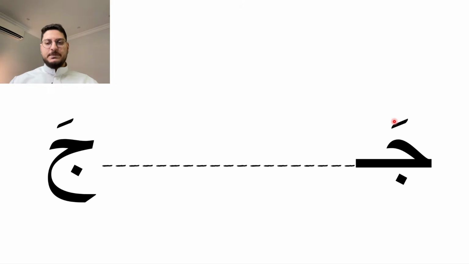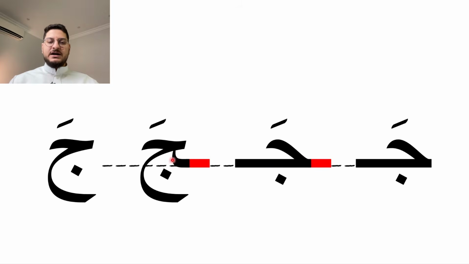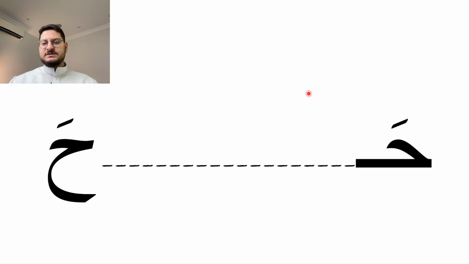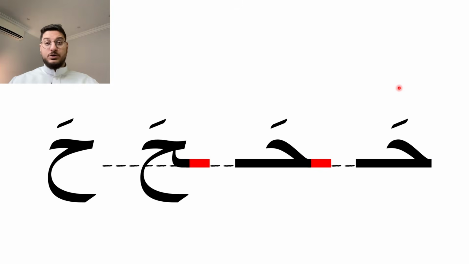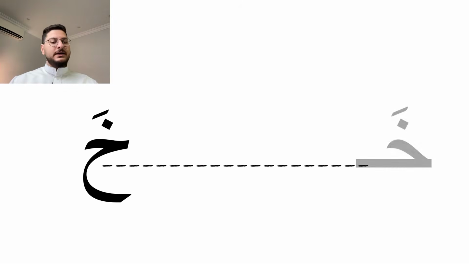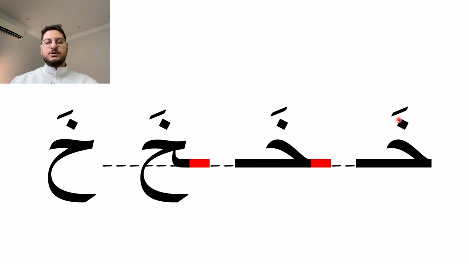So this is Ja. Now, if Ja needs to connect to the right, then we will have these 2 shapes with an arm to the right. And again, I want you to notice how this part is looking. It looks more like a wave, right? Ha looks exactly the same. We will still have this wave in here, but with no dots at all. Kha, again, looks exactly the same, only with 1 dot on top.